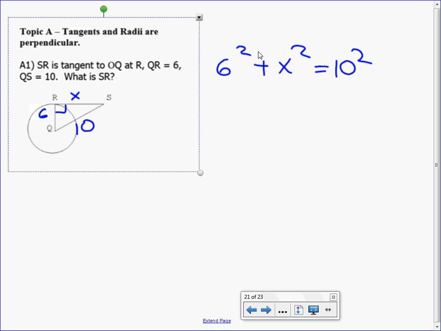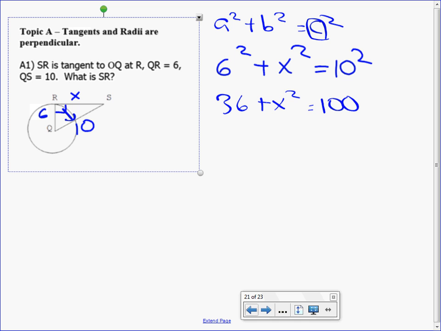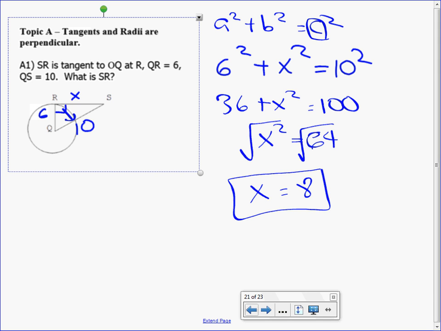The thing students have to be aware of, or remember, is that the length that goes into the Pythagorean theorem formula, which is a squared plus b squared equals c squared, for c, it must be the side that's opposite the 90-degree angle. In this case, it's 10. So this is 36 plus x squared equals 100. Subtract 36 from both sides, you get x squared equals 64. We have to take the square root of both sides. So x equals positive 8. And this is the answer.